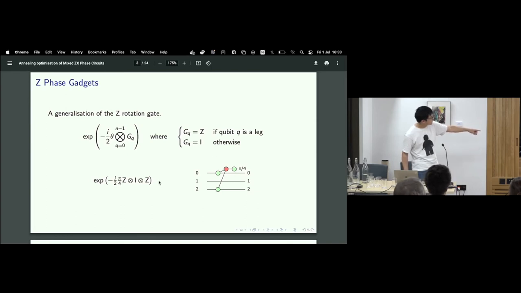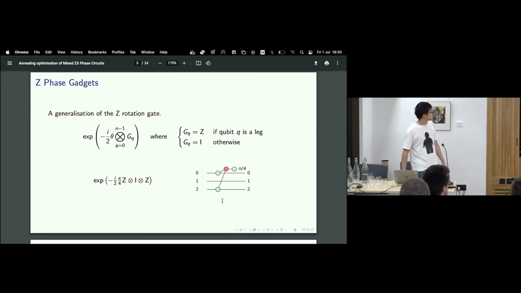You can think of it as a generalization of a Z rotation gate. A Z rotation gate applies a rotation depending on whether the input is 1 or 0. Here you apply the rotation depending on the XOR of the legs it acts on: if there's an odd number of 1s, then you apply the rotation. So this is a diagonal matrix, if you write it as a matrix.